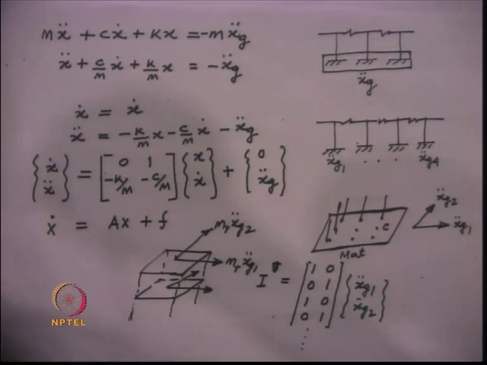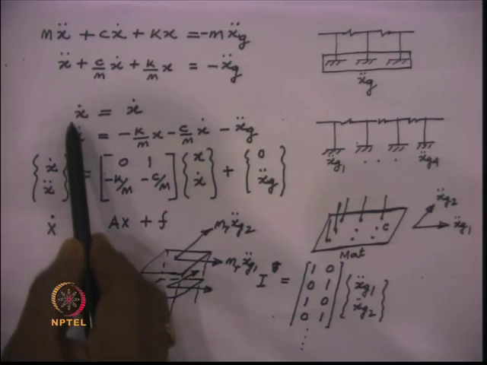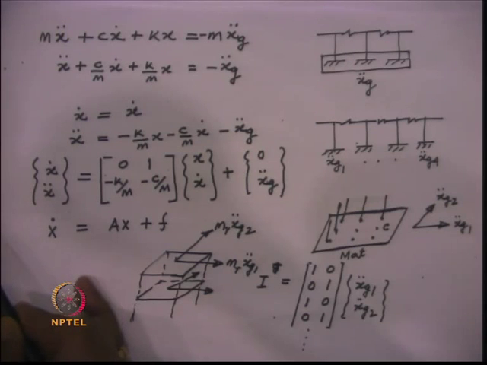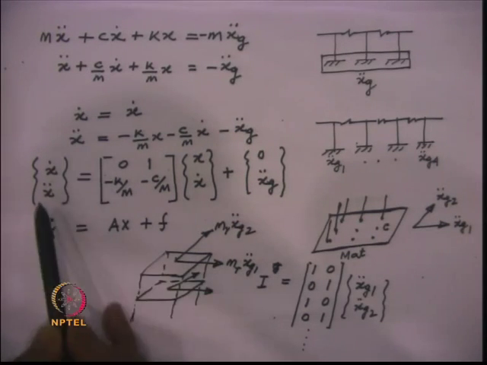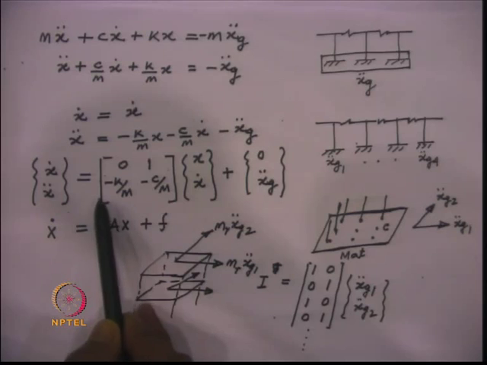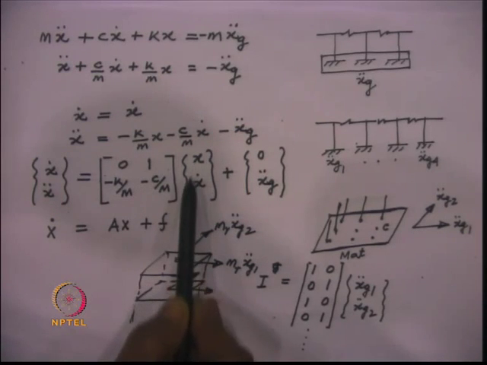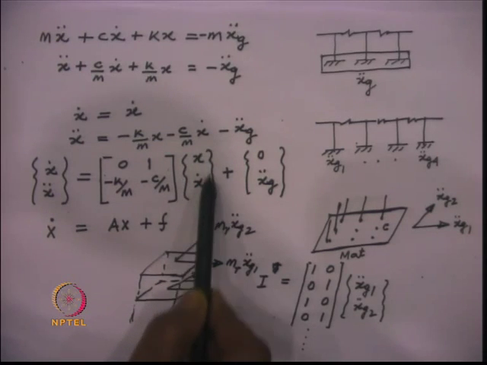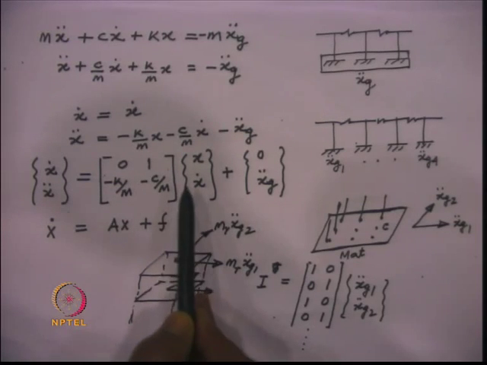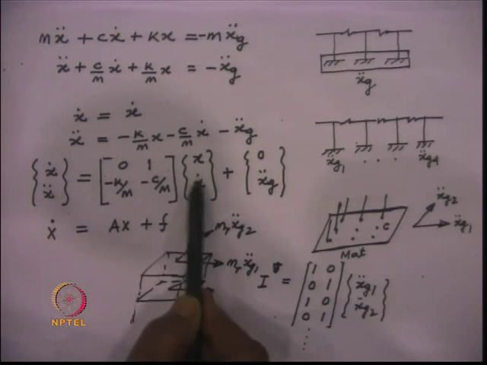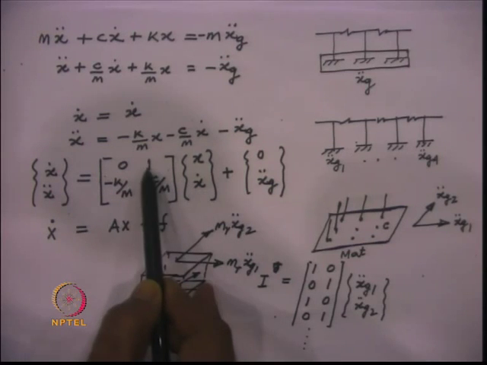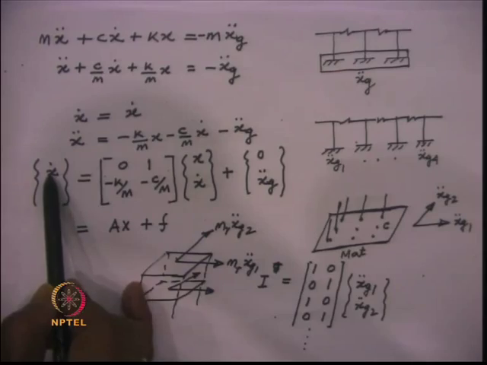Now, these two equations we write together by defining x and x dot as a vector. These two equations can be written in this form: x dot and x double dot as a vector is equal to this matrix multiplied by x and x dot, where x and x dot is the state of the system, or the value of the capital X vector. Now, if we expand this matrix, then x gets multiplied by 0, x dot multiplied by 1. On the left hand side, we have got x dot. So, it is the first equation.